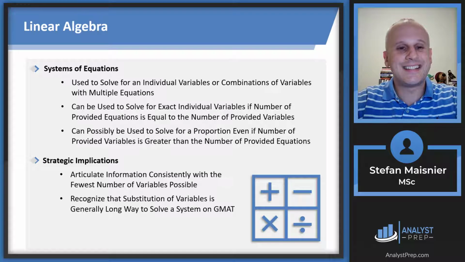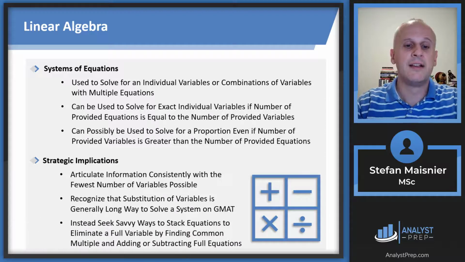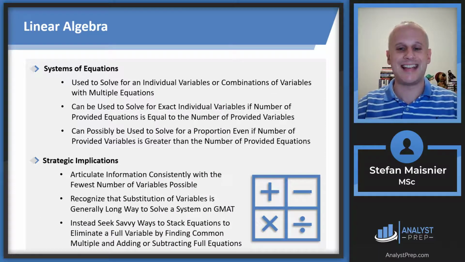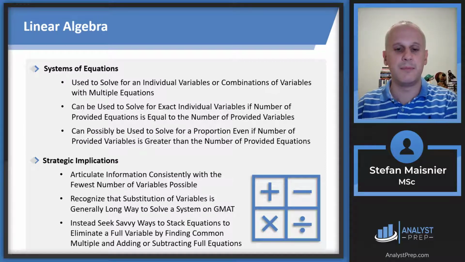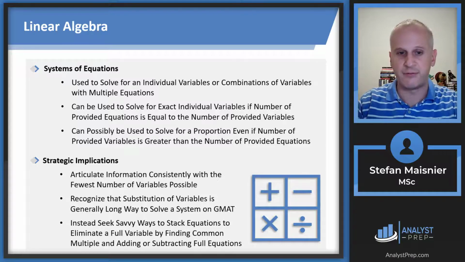Then recognize that substitution of your variables is generally the long way to solving. Not saying that you won't ever substitute, and sometimes it's helpful, especially on data sufficiencies. But generally, if you want to solve for an exact value, a system of equations is the more efficient path. And so instead of trying to substitute and taking that long route, seek savvy ways of stacking your equations to eliminate a full variable by finding a common multiple and adding or subtracting those full equations to eliminate that variable at the end, the one that you're not solving for.